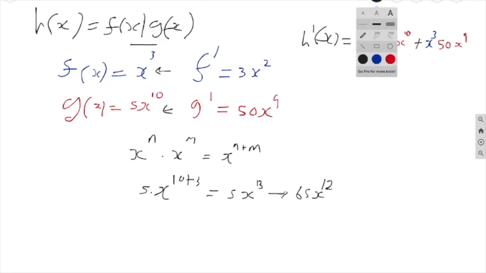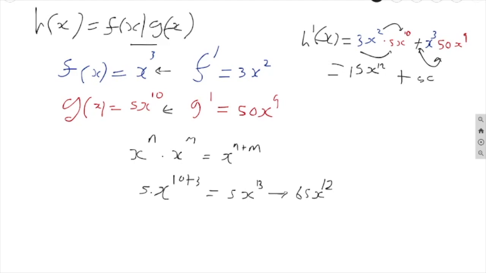If we simplify these terms, let's do it in black, 3 times 5 is 15, and 2 plus 10 is 12. So this becomes 15x to the 12th. And here we have 1 times 50, sneaky 1 in front of the x cubed, is 50. And 3 plus 9 is also 12. If we add them together, we do indeed still get 65x to the 12th. So the methods work both ways.